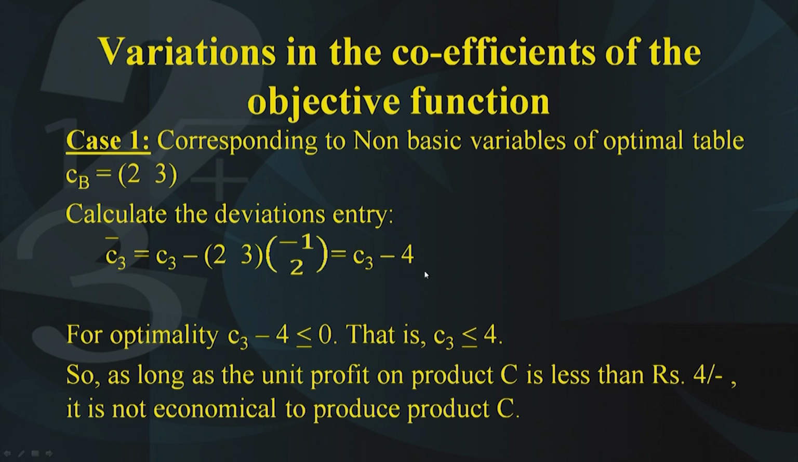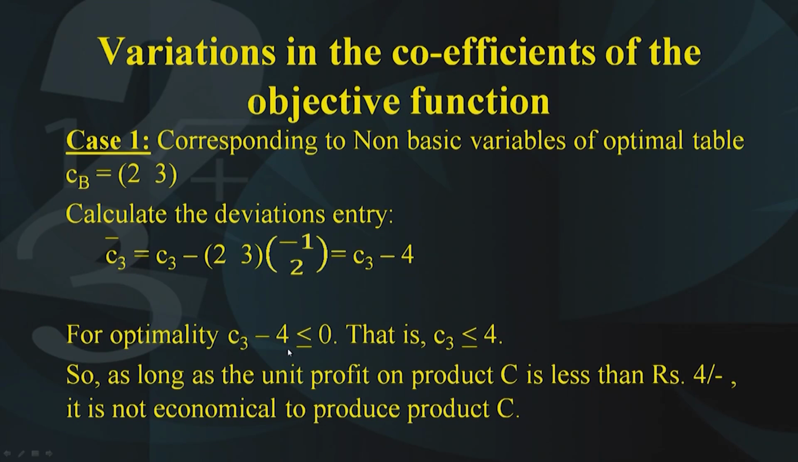Now, as you know, for optimality, C3 bar should be less than or equal to 0. So, C3 bar is now C3 minus 4. That means that this quantity should be less than or equal to 0. That is, C3 should be less than or equal to 4.